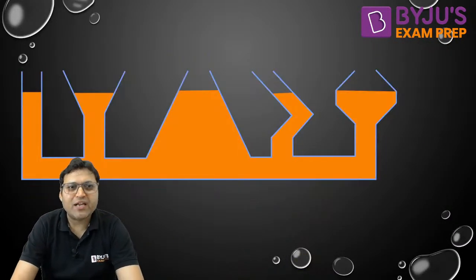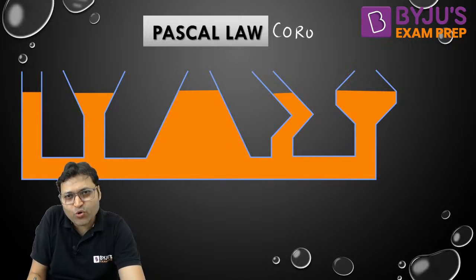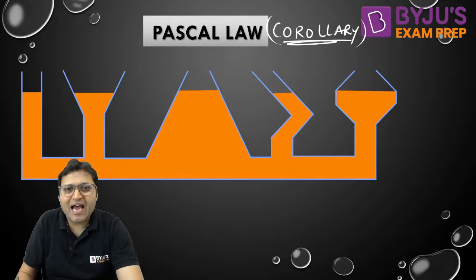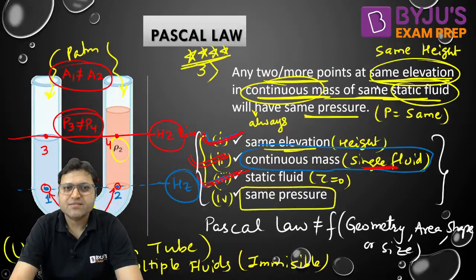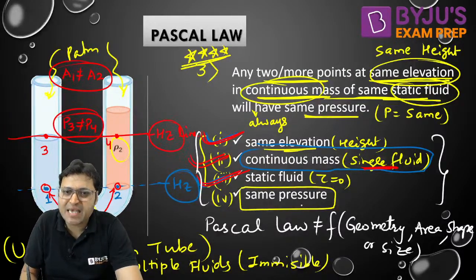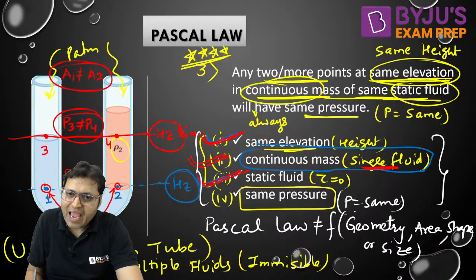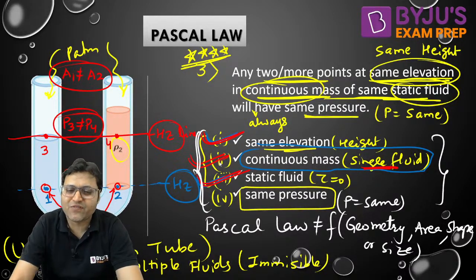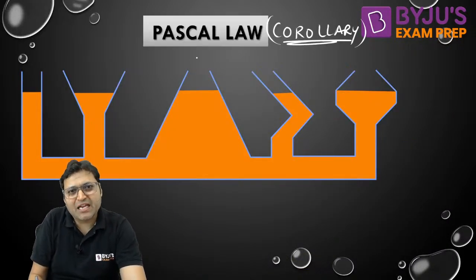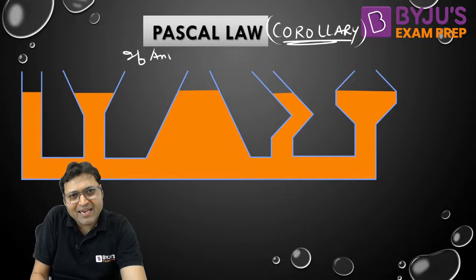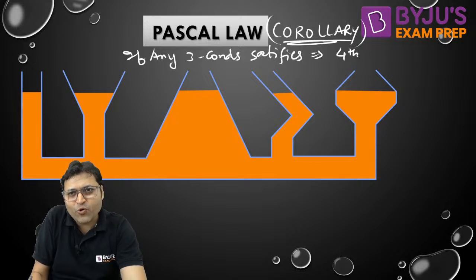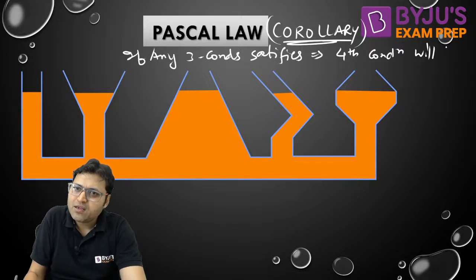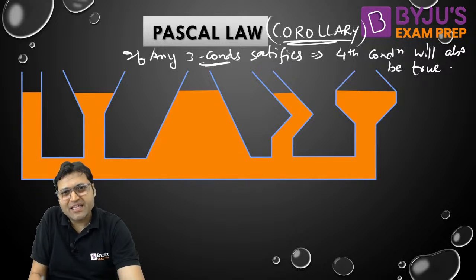And now we can have the corollary of Pascal's law. What is the meaning of corollary? It is the result of Pascal's law. There are 4 conditions: same elevation, continuous mass, static fluid and same pressure. If any 3 of these conditions are satisfied, then the 4th one will also be true. Pascal's law corollary says if any three conditions are satisfied, then the fourth condition will also be true.